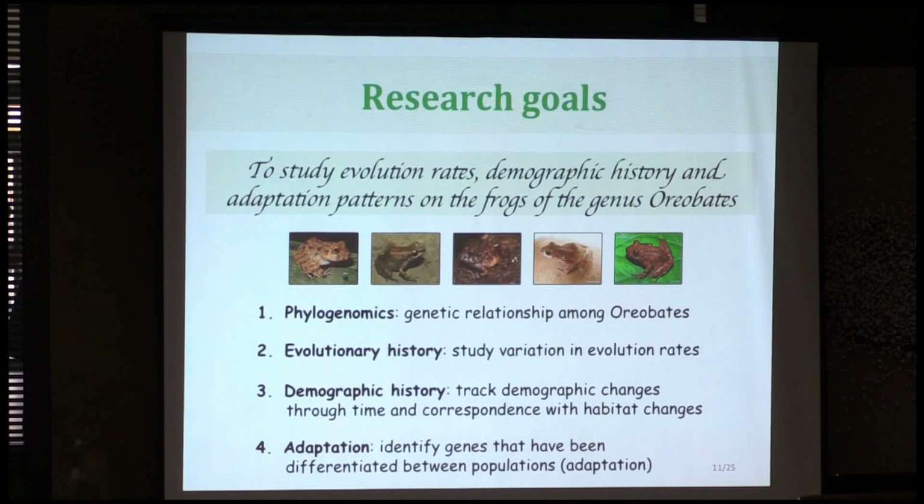The main research goal of my thesis is to study the evolutionary rates, demographic history, and adaptation patterns of the frogs of the genus Oreobates. I have subdivided this into, I'm not going to say four chapters, but four stages, because it can change. The first stage would be to create a phylogenomic tree to study the relationships among Oreobates. The second would be to study evolutionary history, which means studying variation in evolutionary rate. The third one would be the demographic history, in which we want to track demographic changes through time and the correspondence with habitat changes.